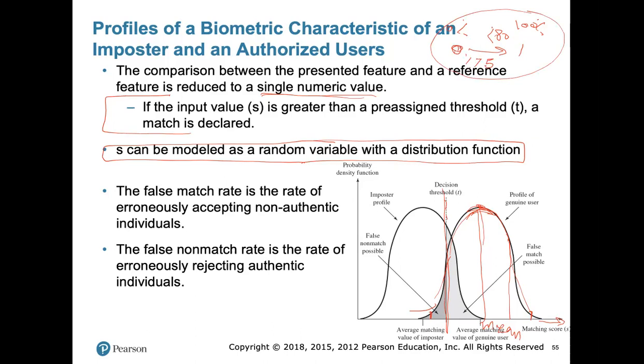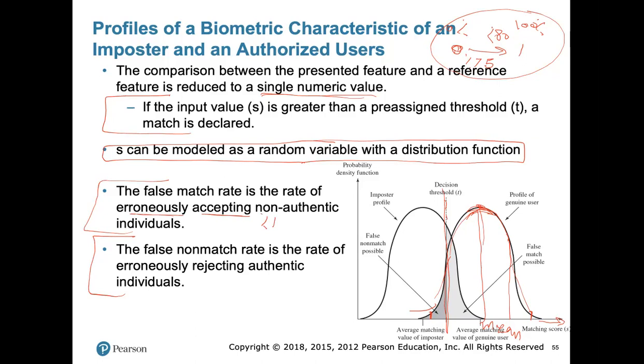So if you do that, two things will happen. We will have a false match rate and a false non-match rate. False match rate is the rate of the times that we erroneously accepted someone who is not authentic. This is called false match. And of course, we want to keep it very low, for example, below 1% or very close to 0%.